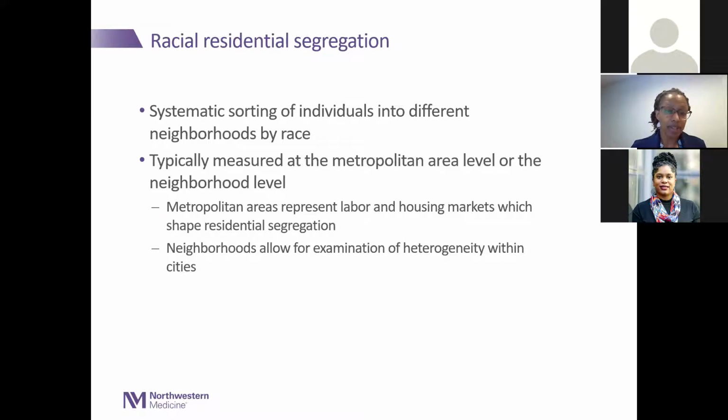And then at the neighborhood level, the benefit of looking at segregation at this level is that it allows for an examination of heterogeneity within cities. And the idea here would be that Black people who live in a segregated neighborhood may have fewer opportunities and resources that again influence their social and economic well-being, and then in turn influence your health outcomes.